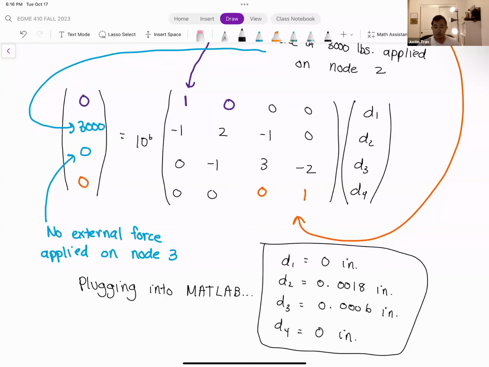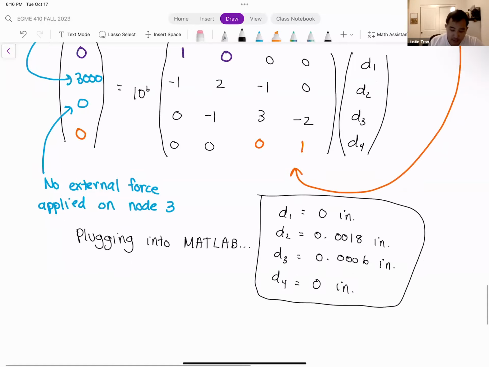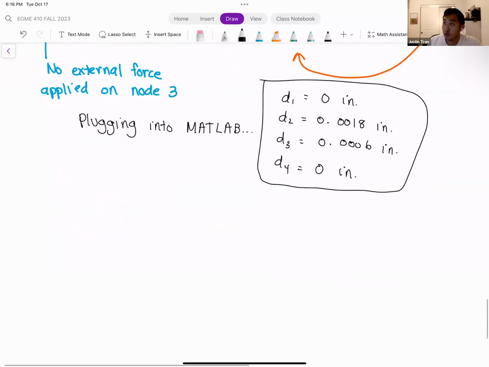Any questions on how we obtained this result here? Okay, so that's part one of the problem. Part one asks us to find the displacements at all the nodes on our system. The next thing it's asking us to do is to compute the reaction forces at all of the fixed supports.